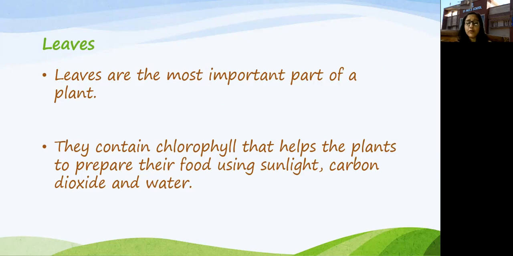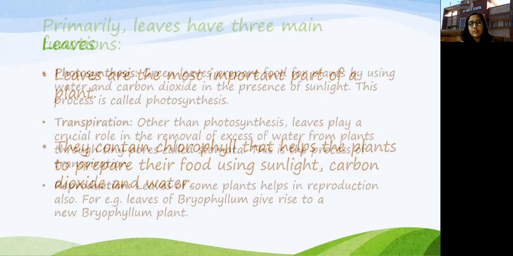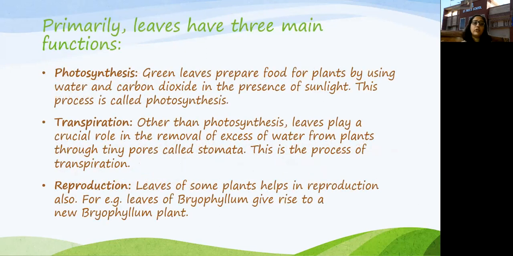So this is the most important function of leaves, that they prepare the food for the plant. Okay, using chlorophyll, using sunlight, carbon dioxide, and water. Fine. So these, we can say, are the raw materials for this process of preparing food. Fine. So primarily leaves have 3 main functions. Now, the first function is photosynthesis. Green leaves prepare food for plants by using water and carbon dioxide in the presence of sunlight.